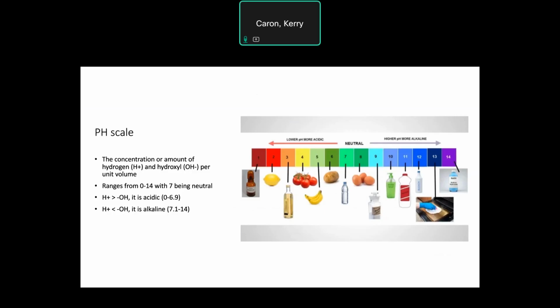The higher the number, the more basic. So you've got eggs and bleach and hand soap over here in the very, very alkaline or basic. The more acid things, think like lemons and tomatoes and vinegar. The more acidic, the lower the number. So the stomach acid is a pH of 2. If you vomit outside of a car window, the acid in your stomach will peel the paint off if it's left on there. Not to be gross, but that's a good example.